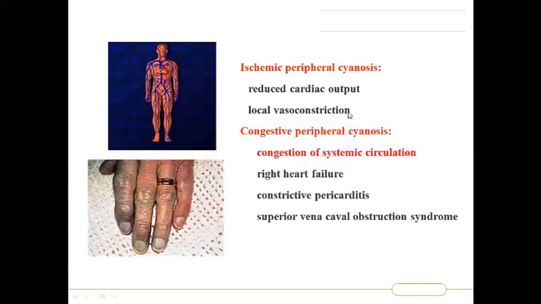Or in local vasoconstriction, this area will not be getting enough oxygen, because the blood will not be moving there. For example, in these fingers, here is a vasoconstriction. If the blood is not moving there properly, with time this area will become oxygen deficient and turn blue.